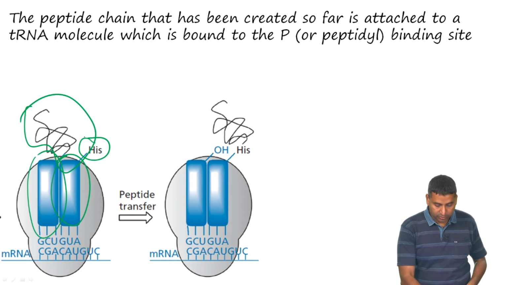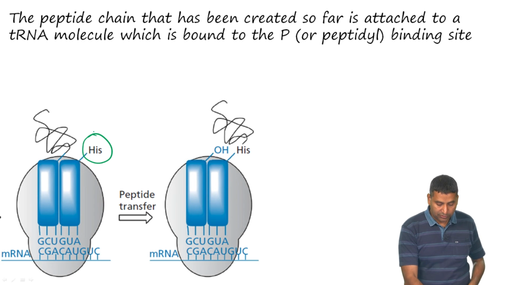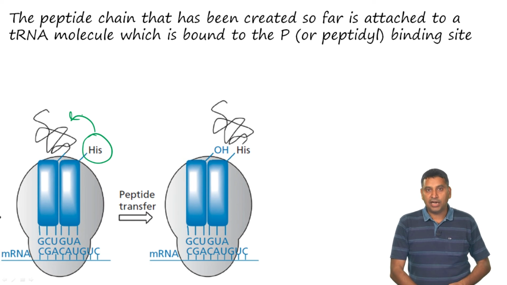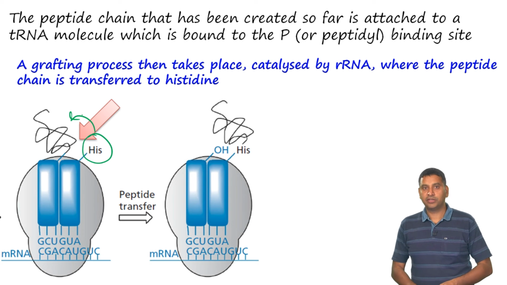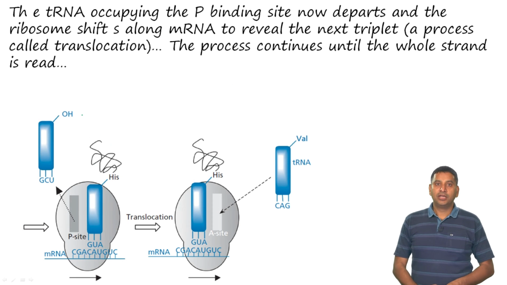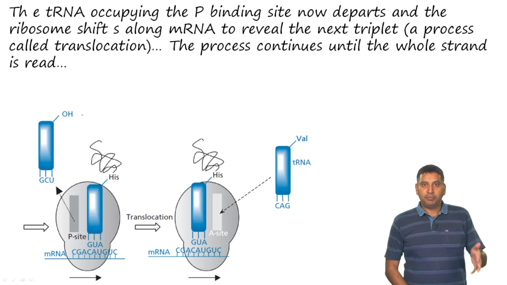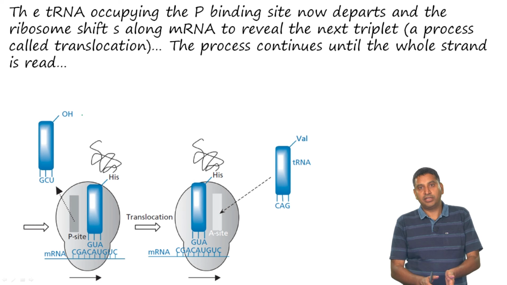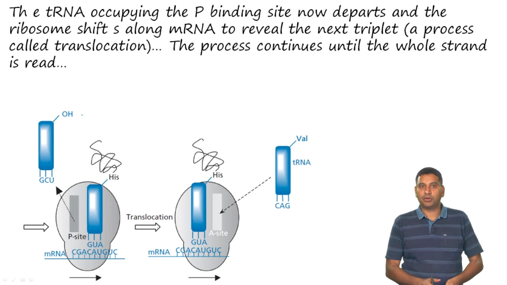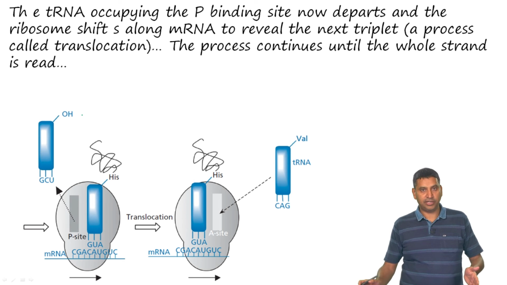So, the histidine, which is present over here, has to get transferred to this peptide, and then the next frame can come in. Okay. So, this grafting process then takes place, which is again catalyzed by rRNA, where the peptide chain is transferred. Okay. The tRNA occupying the P binding site now departs, and the ribosome shifts along the mRNA to reveal the next triplet codon, and this process is called translocation. And you can imagine that this process goes on and on until the entire strand of information is read.